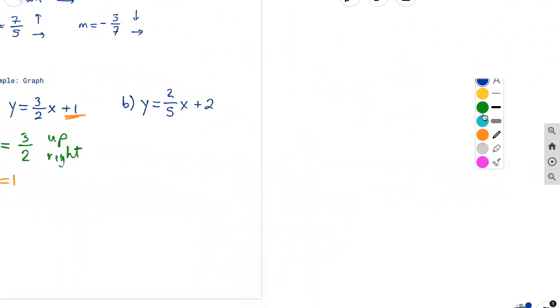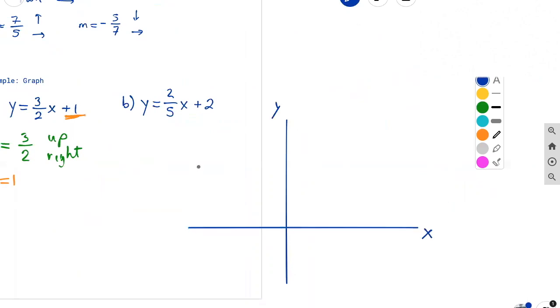Okay, for part B, I'm going to graph again. I have a y-intercept of 2, so I start at 2. Always a good idea to write your slope and y-intercept. We have a slope of 2 over 5. It's a positive slope. So we're going to go up 2 and we're going to go 5 to the right from the y-intercept point. And our y-intercept point is the component without an x, which is the 2.